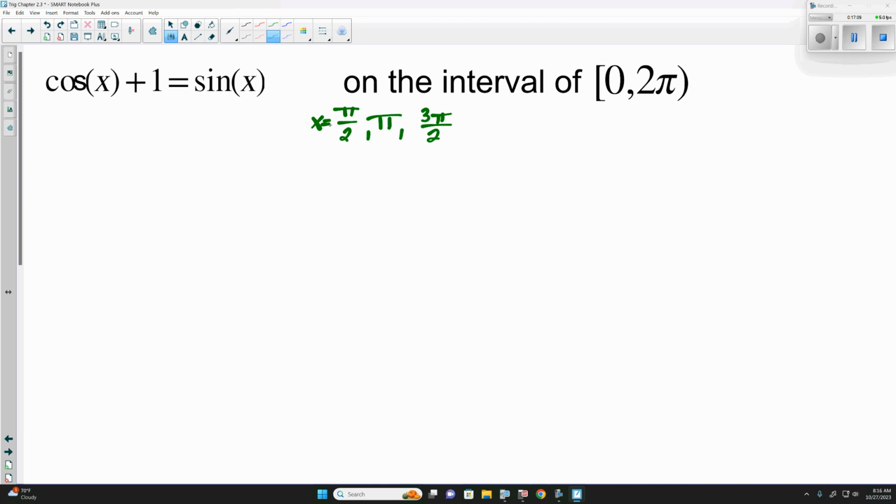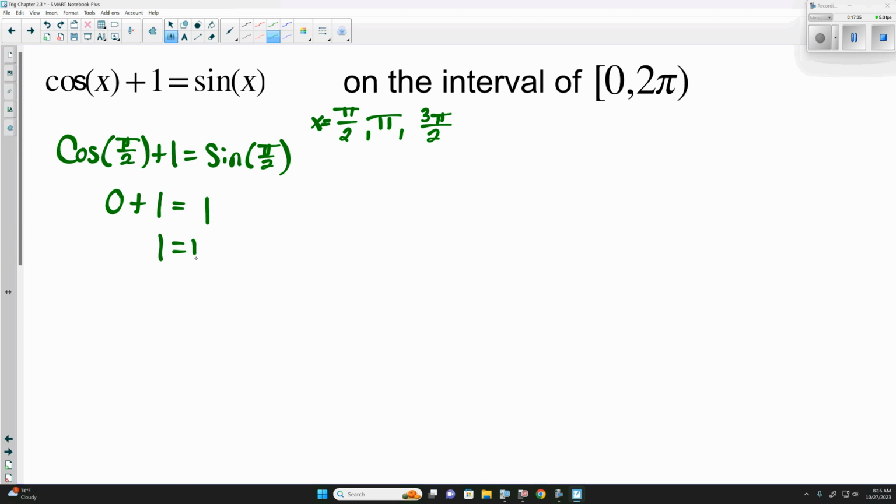And it'll make more sense, especially when we look at this here. Because if we check cosine of pi over 2 plus 1 is equal to sine of pi over 2, we could plug this all into the calculator, or we can use the unit circle. Because cosine of pi over 2 is 0. So we have 0 plus 1. Sine of pi over 2 is 1. Well, 0 plus 1 is 1. 1 does equal 1, and we're done. One other thing, as a side note, whenever we check, we can't add or subtract things across the equal sign. We just do both sides and make sure they're the same.